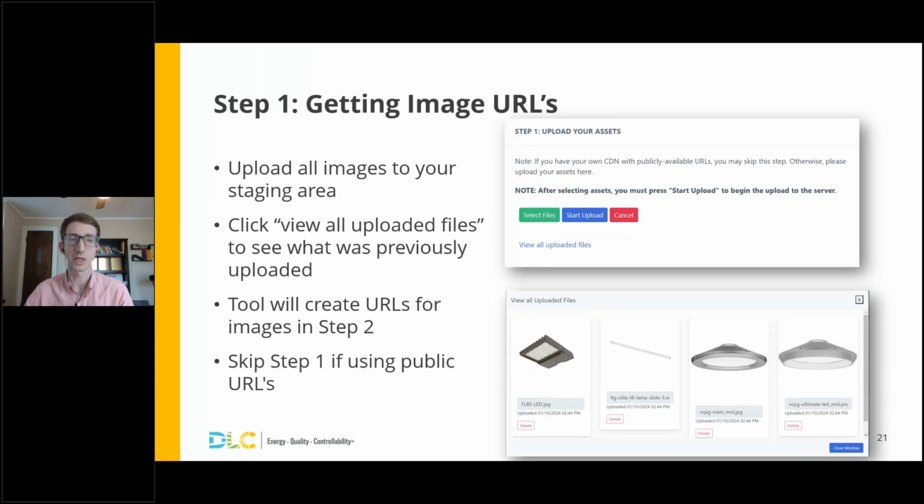So for step 1, to get your image URLs, you will upload these images to what you can term as your staging area. This is a place where you can upload images to store on the portal to then associate onto products. You would simply select your files and click Start Upload. You could also see images that were previously uploaded. This step will create the URLs for you to use in the next step, step 2. As I mentioned, you can skip this step if you already have image URLs available.